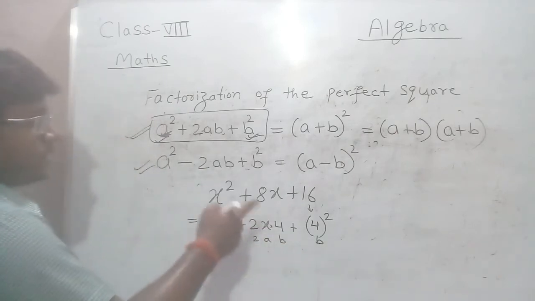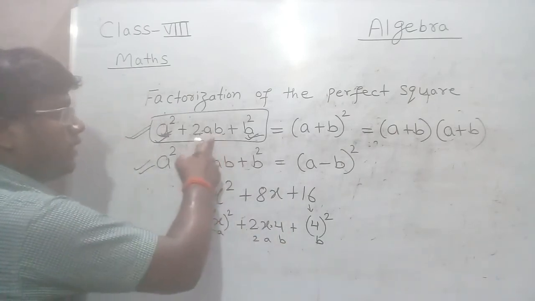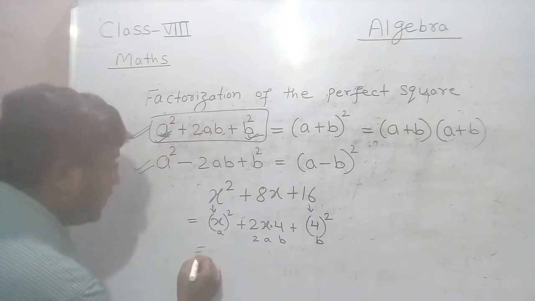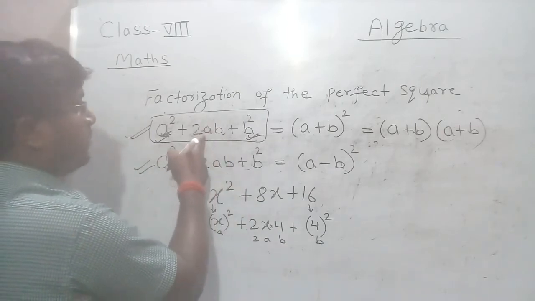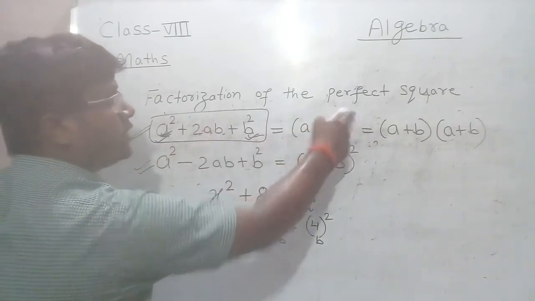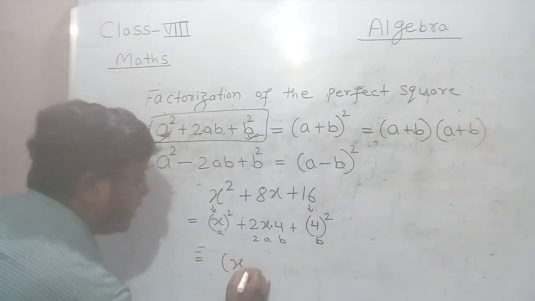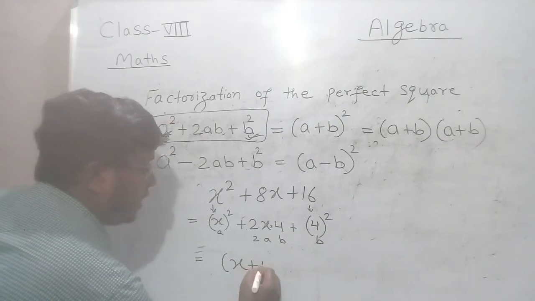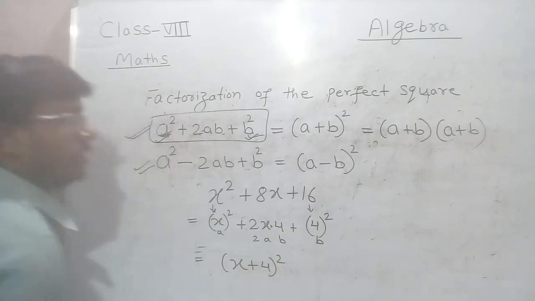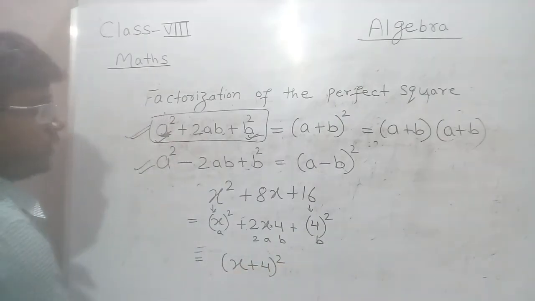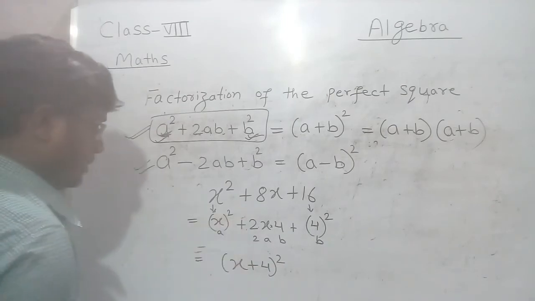So it is exactly matching with this formula. So what can we write here? If it exactly matches this formula, we can write a plus b whole square. But here in place of a is x, in place of b is 4. That is x plus 4 whole square. This is the factor for this question.